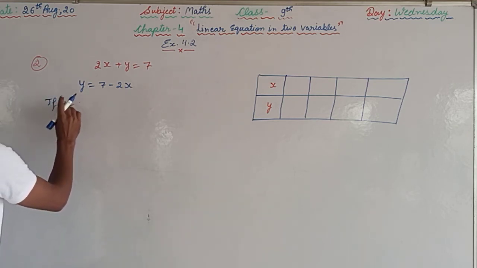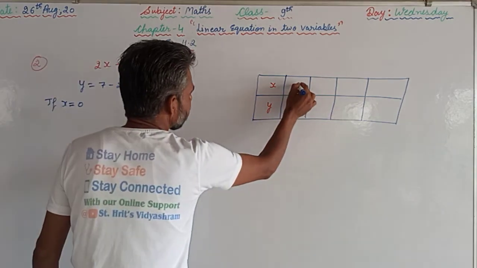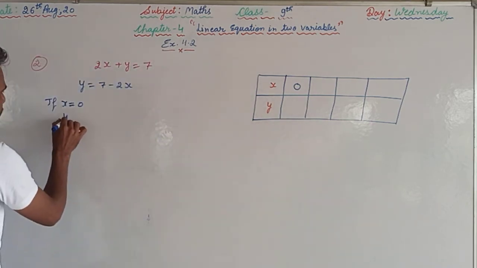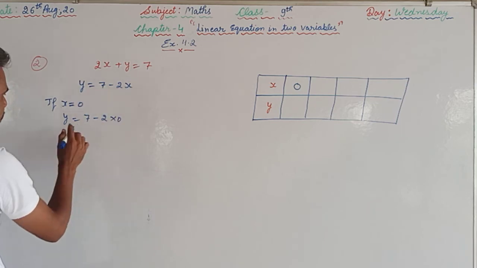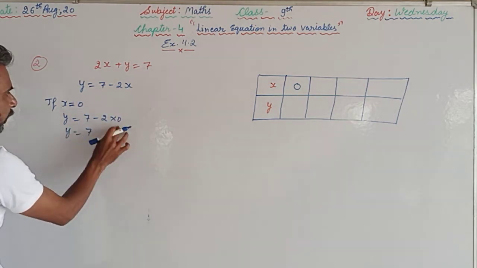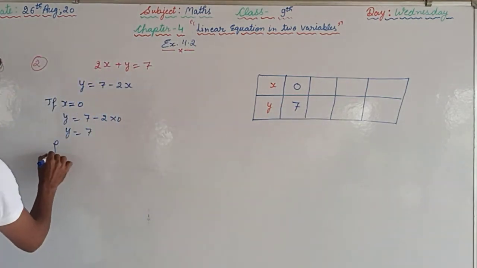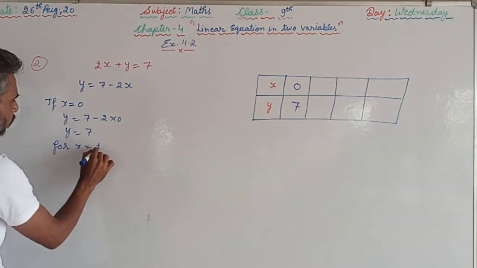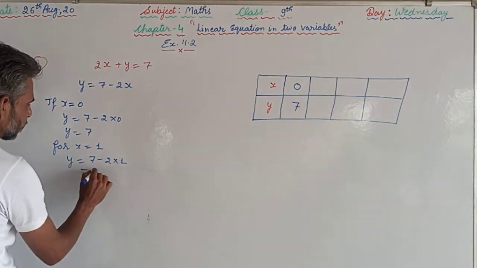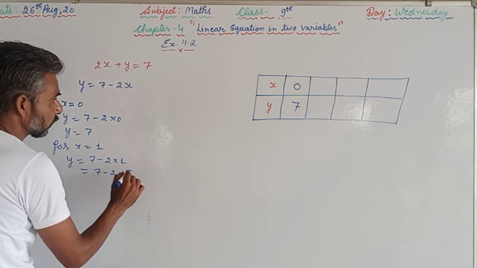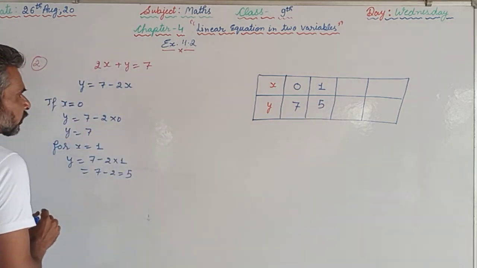From here we can write, if x = 0, so for x = 0, y will be 7 - 2 × 0, because the value of x is 0, and y will be 7 - 0, that is 7. So the value of y will be 7. Now for x = 1, y will be 7 - 2 × 1, that is 7 - 2, that is 5. For x = 1, the value of y will be 5.